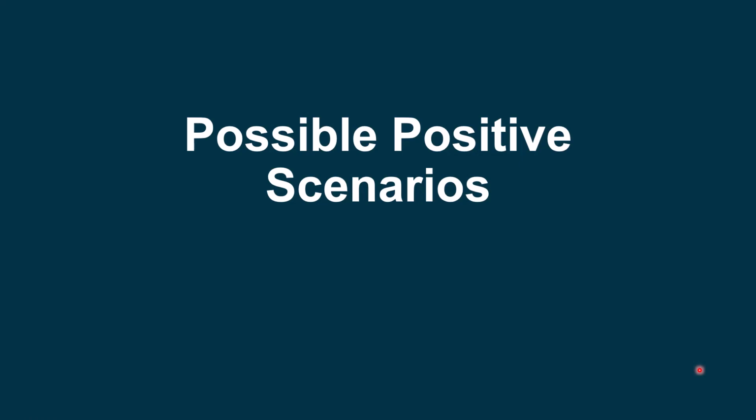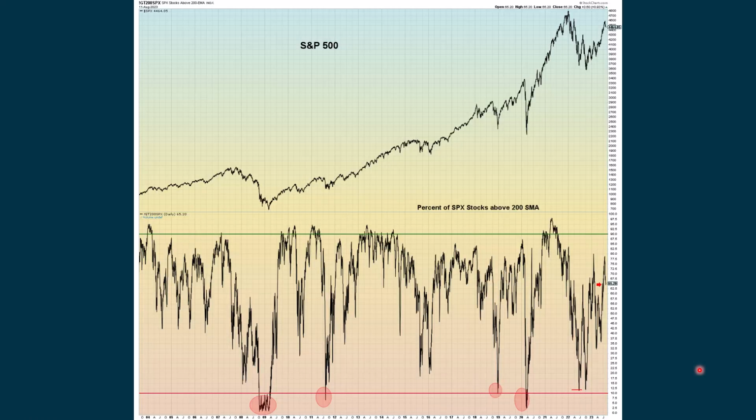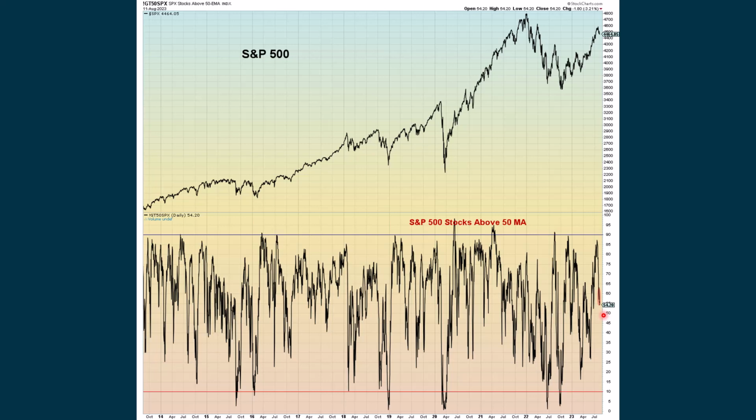An update of some possible positive scenarios. We look at those stocks in the S&P that are above their 200-day moving average. It is declining, but we're still above 50. We also look at the stocks in the S&P that are above their 50-period moving average. Also declining, but still above 50.